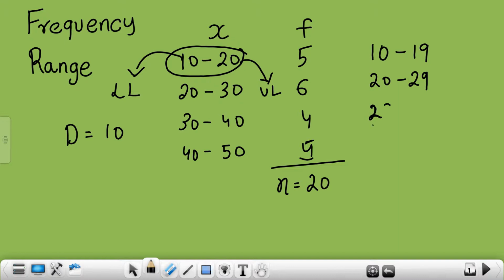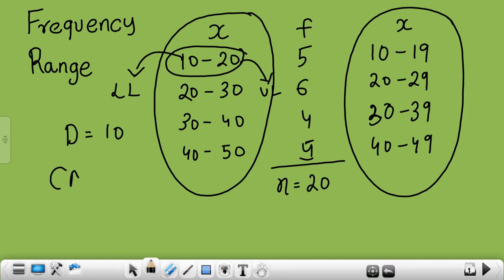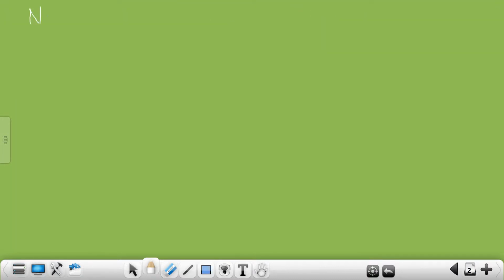Now we have an inclusive class interval, and an inclusive class interval is different from an exclusive one. Like the data that we have given on the right hand side, 10 to 19, 20 to 29, 30 to 39, and 40 to 49, these are all called inclusive class intervals, whereas x equal to 10 to 20, 20 to 30, and so forth, are called exclusive class intervals. So we need to understand the class marks. Class mark is given by the upper limit plus lower limit divided by 2.